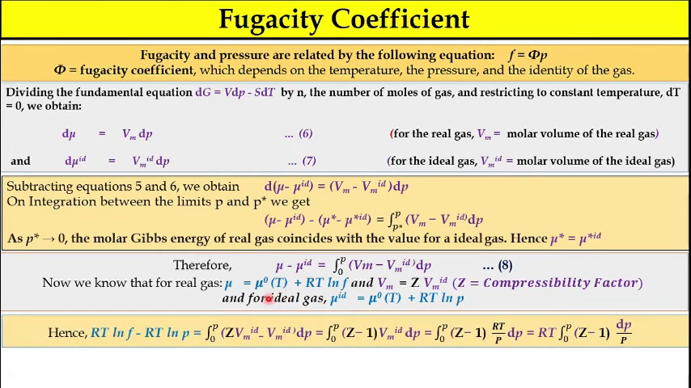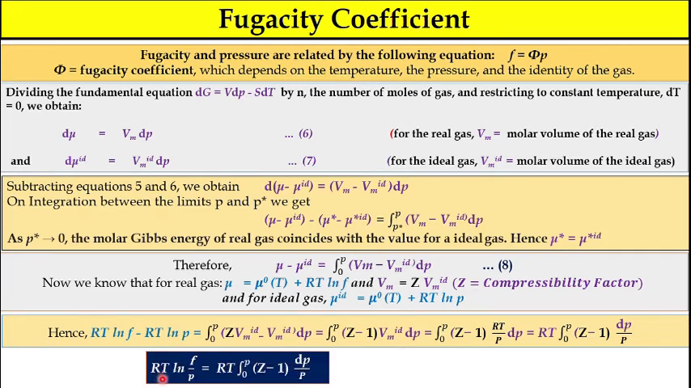So mu 0 T cancel each other, so you can write RT ln f minus RT ln P is equal to integration 0 to P, put the value of Vm real gas, Z into Vm id minus Vm id into dp. That is equal to integration 0 to P of Z minus 1 Vm id dp. That is equal to integration 0 to P of Z minus 1 RT by P dp. RT is a constant, so that is equal to RT integration 0 to P of Z minus 1 dp by P. Okay, clear?